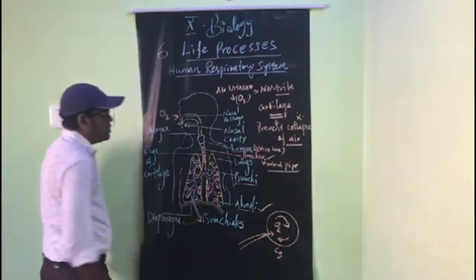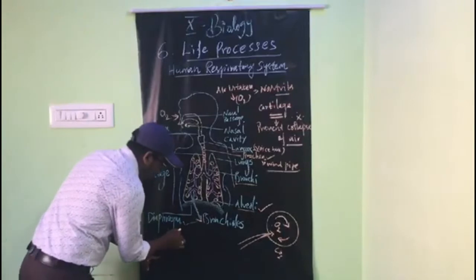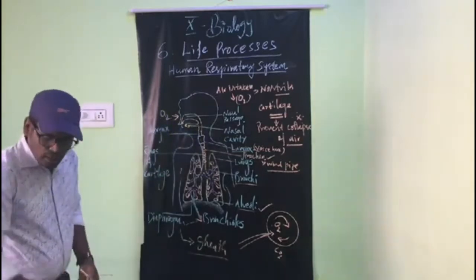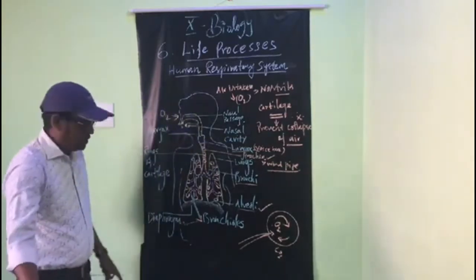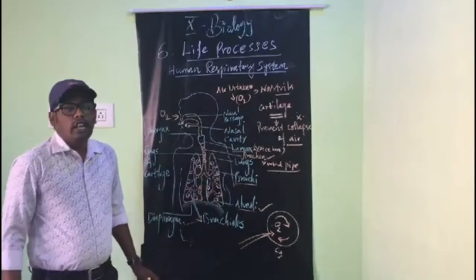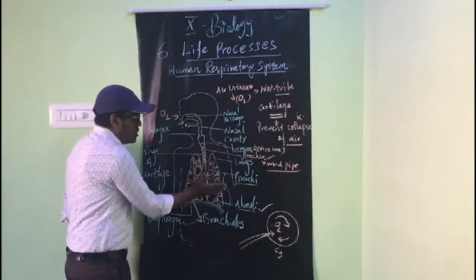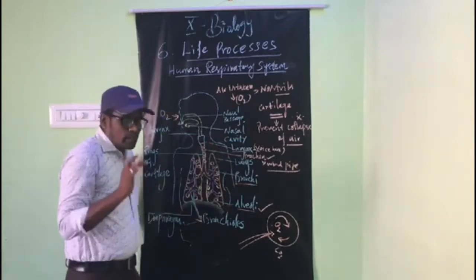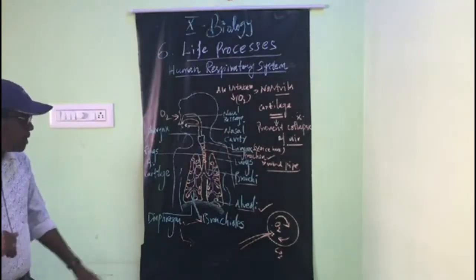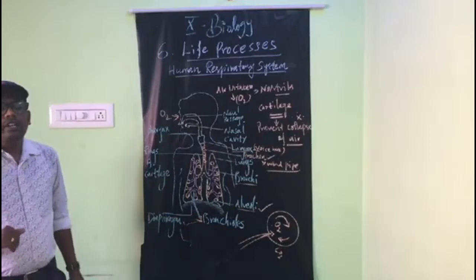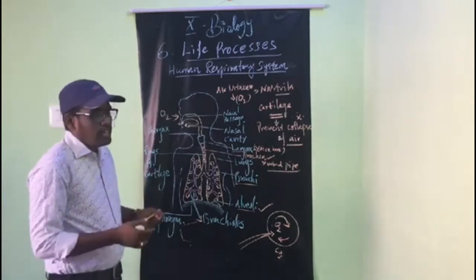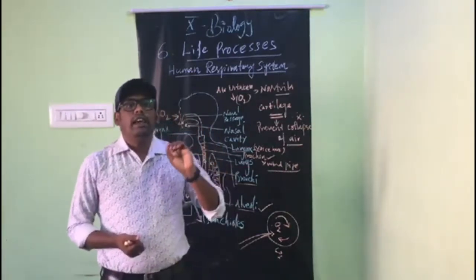At the bottom of the respiratory system, there is a sheet of muscle, at the end of the thoracic cavity. What is the thoracic cavity? From here to here is the thoracic cavity. So at the end of the thoracic cavity there is a sheet-like structure made up of muscle. That is called the diaphragm. This diaphragm is responsible for inhalation and exhalation.